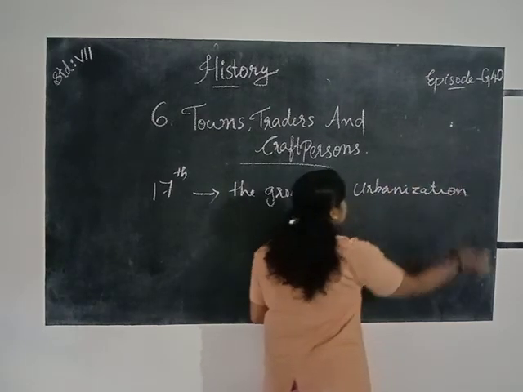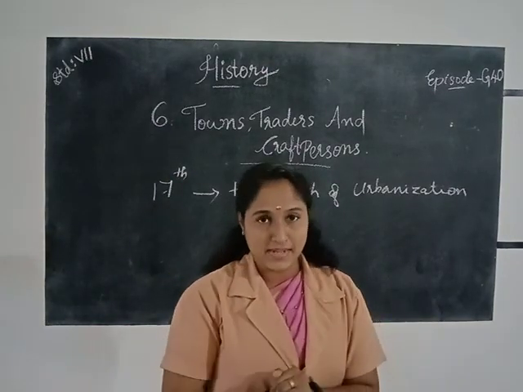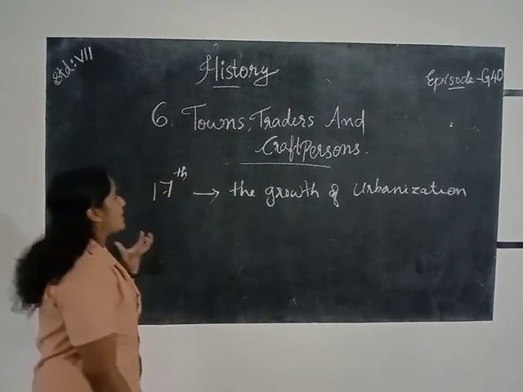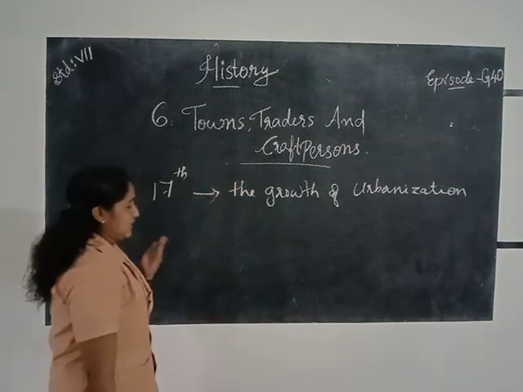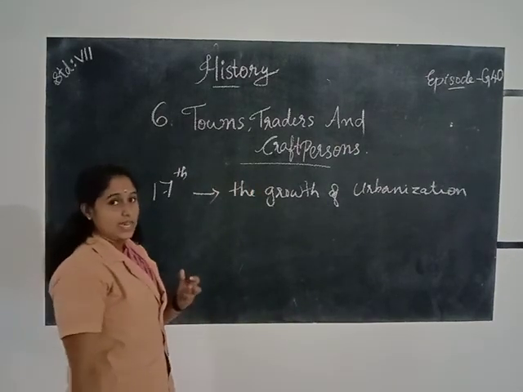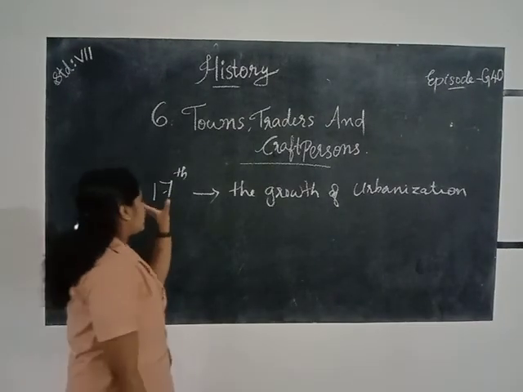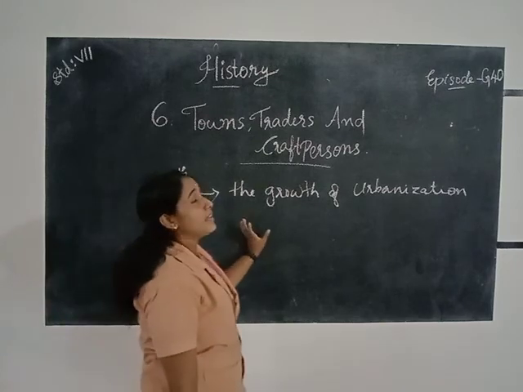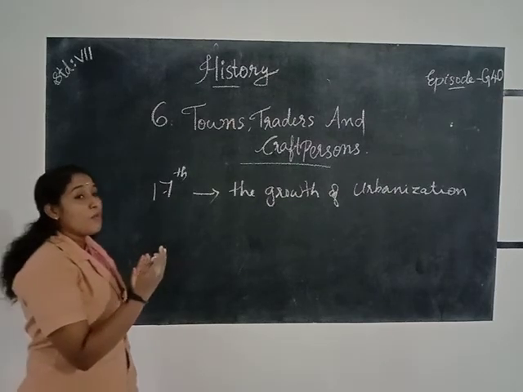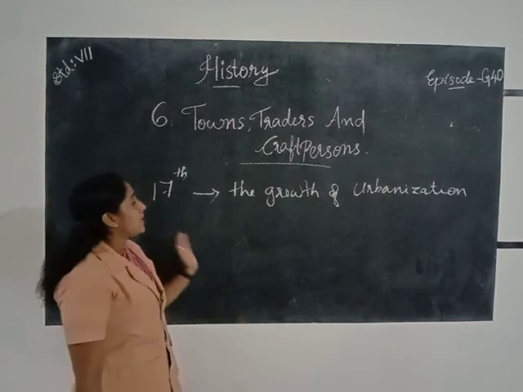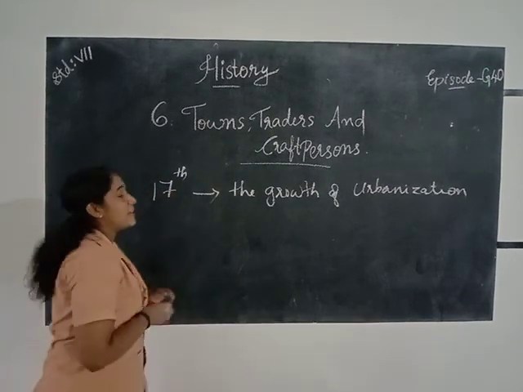What do you mean by urbanization? We know the division of rural and urban areas, right? What do you mean by rural areas? That means the villages, right? Yes. So what do you mean by urban areas? That includes towns and cities, right? Yes. So in the 17th century, there was growth of urbanization, and most of the villages became powerful towns and important commercial centers in the period of the 17th century.